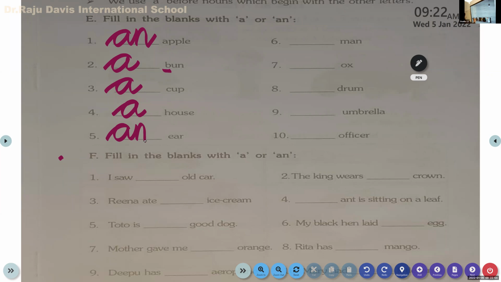Yes, Dhyan, come on. Do the 6th question. Yes, others, please mute your audios if it's not muted. Yes, Dhyan, come on, do it. A man. Yes, very good. Man begins with a consonant letter, so we have to use a man. Very good, Dhyan. Children, please mute your audios, my dear. All of you, please.